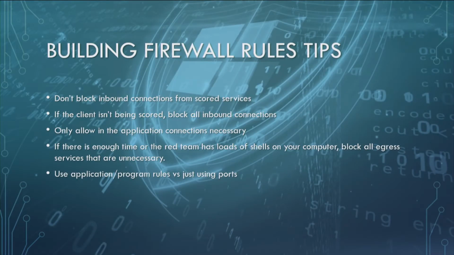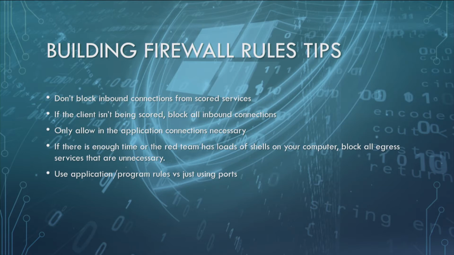That basically brings us to our lab. Some of the tips I want to go over: don't block inbound connections from scored services. If your Windows server is running SMB or RDP or a web server, and you block that, the scoring engine won't know it's there, and no one else can access it. You're going to start losing points. If the client isn't being scored, just block all inbound connections. That way nothing can talk to it that doesn't need to. Only allow application connections when necessary.